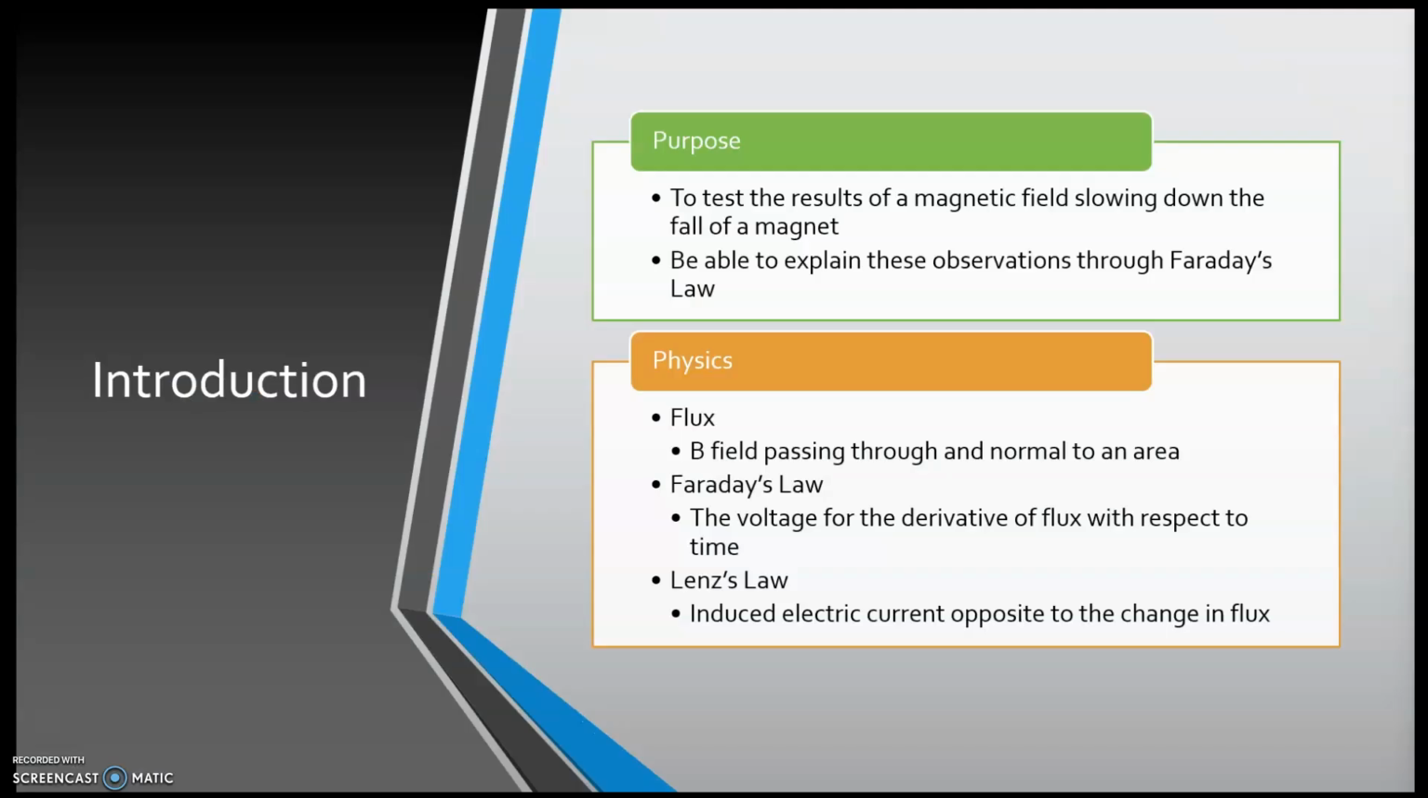So, the purpose of this lab is to test the results of a magnetic field slowing down the fall of a magnet, and to be able to explain these observations through Faraday's Law. The physics concepts covered in this lab are flux, or the magnetic field passing through, and normal to an area; Faraday's law, the voltage being the derivative of flux with respect to time; and Lenz's law, which states that induced electric current opposes the change in flux.